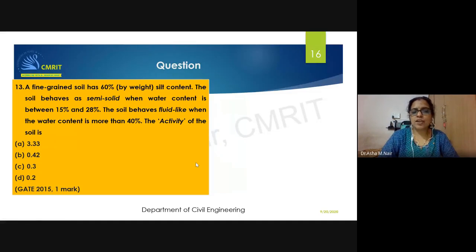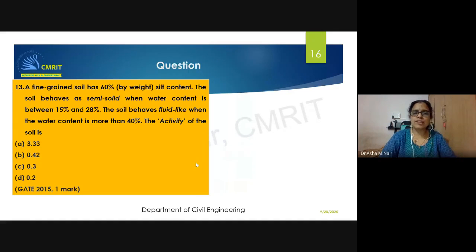A fine grained soil has 60% by weight of silt content. What does it mean? A fine grained soil has 60% by weight of silt content. So this is nothing but percentage of fines. The soil behaves as semi-solid when the water content is between 15 to 28 percentage. So what do you mean by semi-solid?